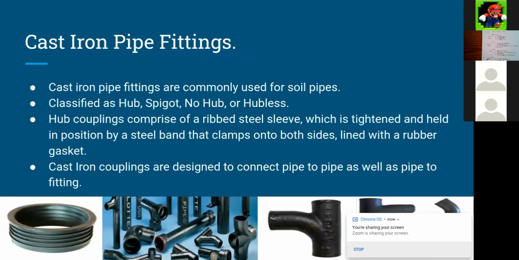Cast iron pipe fittings. Cast iron pipe fittings are commonly used for soil pipes. They are classified as hub, spigot, no hub, or hubless. Hub couplings comprise a ribbed steel sleeve, which is tightened and held in position by a steel band that clamps onto both sides, lined with a rubber gasket. Cast iron couplings are designed to connect pipe to pipe as well as pipe to fitting.